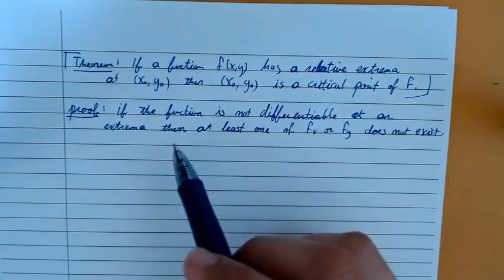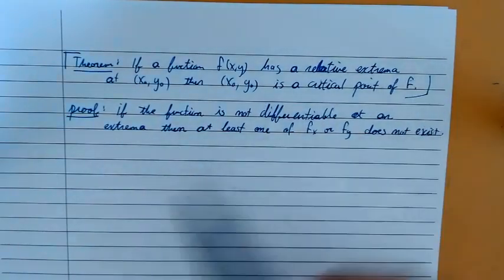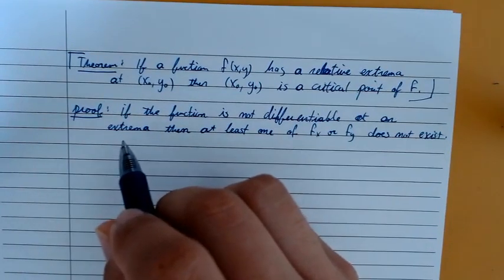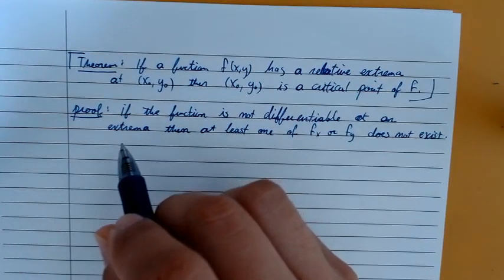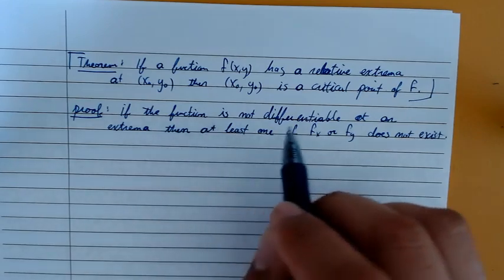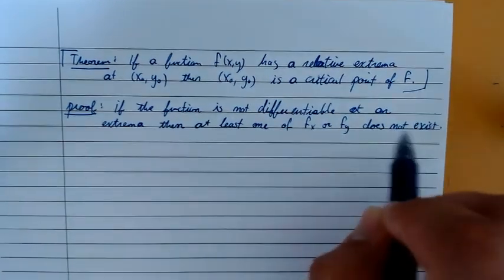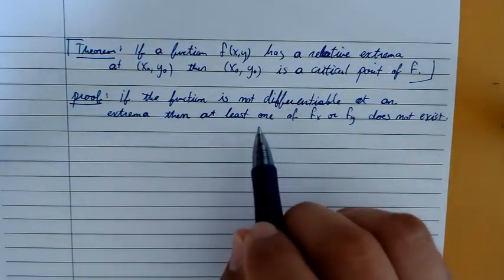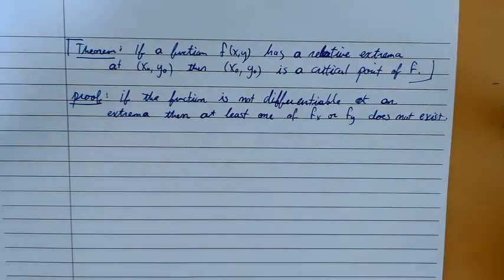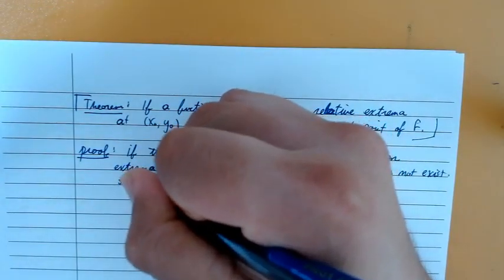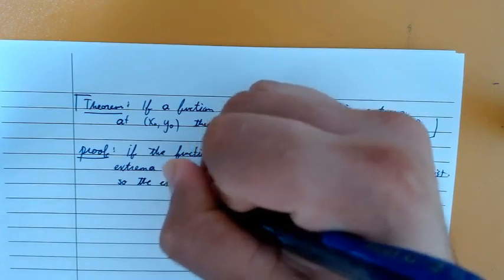So let's say I found a relative extrema of a function. Well, then there's two possibilities. One is that at the relative extrema, my function is not differentiable. Just because it's not differentiable does not mean that I don't have an extrema there. But if it's not differentiable, then that means that at least one of the partials does not exist. So that means that at the point, I have a critical point. So the extrema is a critical point.